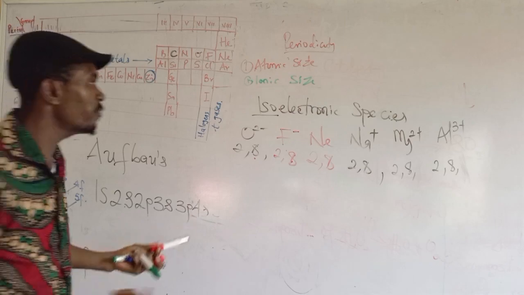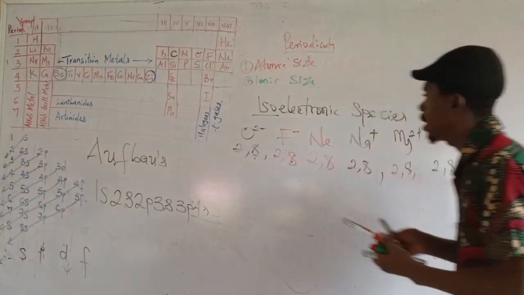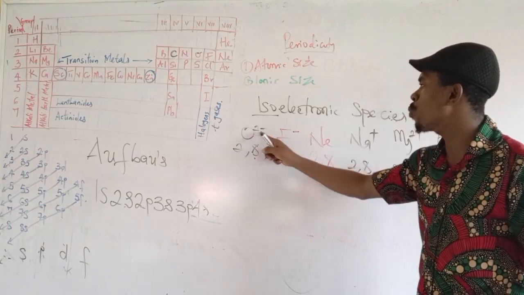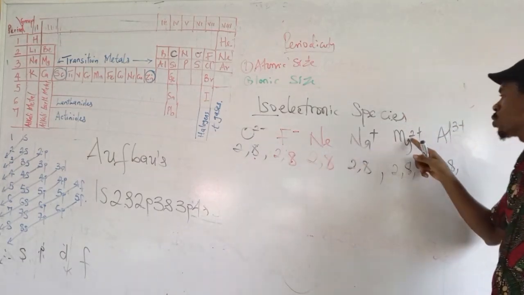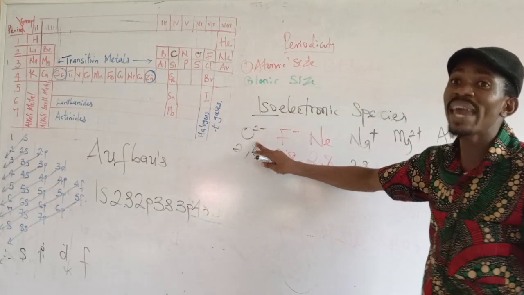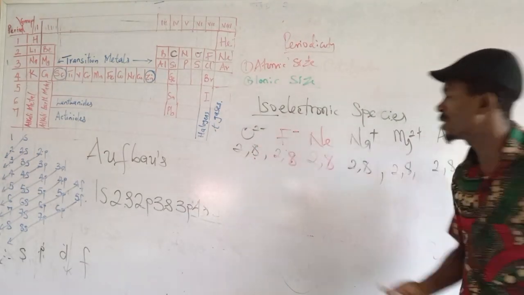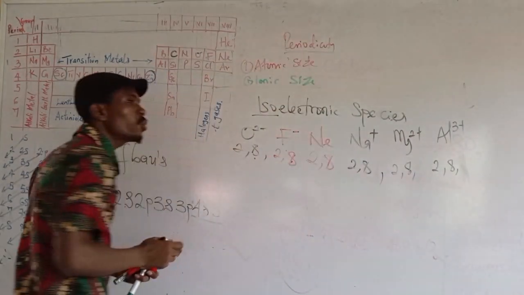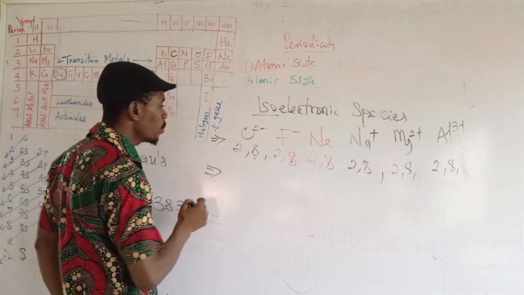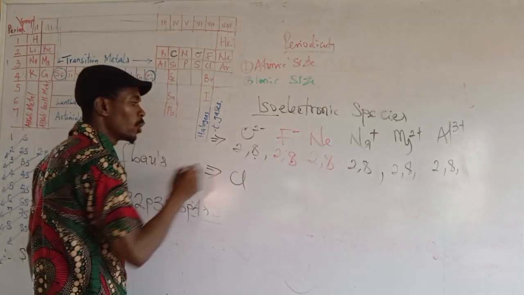So in the exam, you may not be given all these examples. You might be asked what is common between O2-, neon, and magnesium 2+. They are just isoelectronic pairs or groups. Alright. Another example of isoelectronic species, this is example 1, is found in chloride ion.